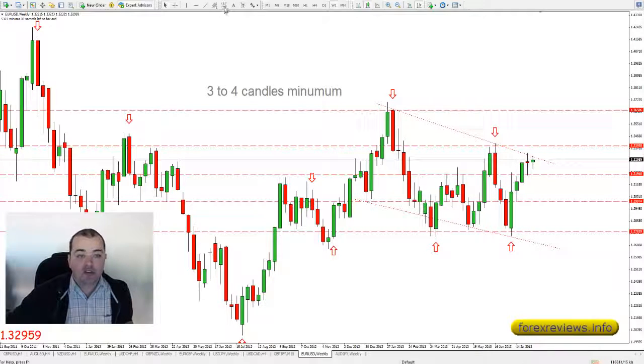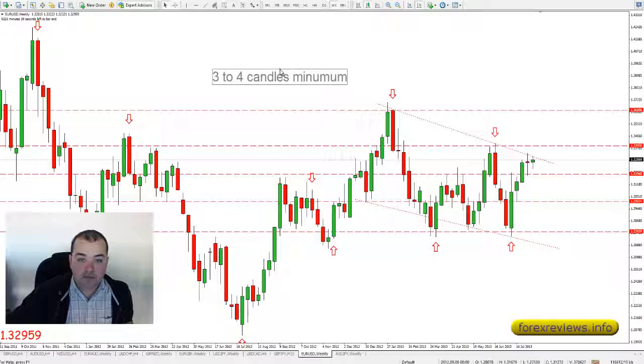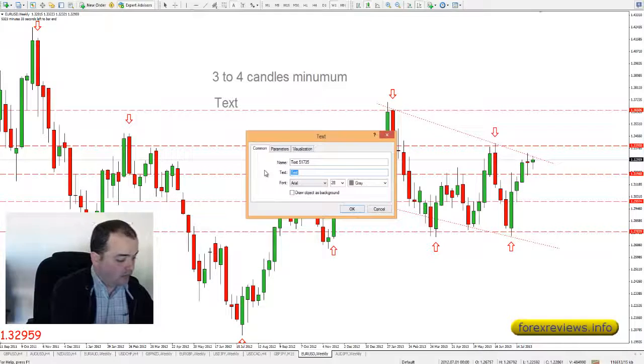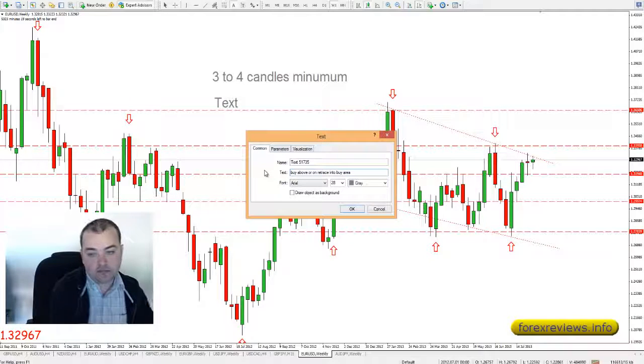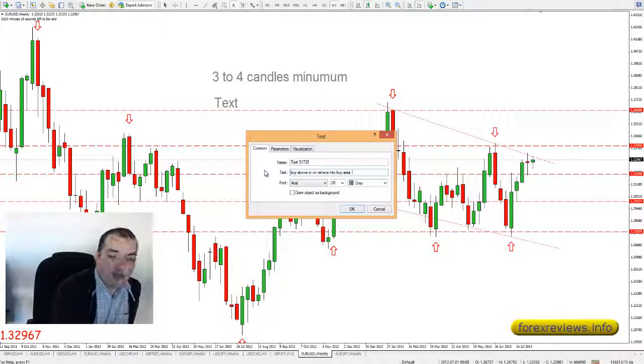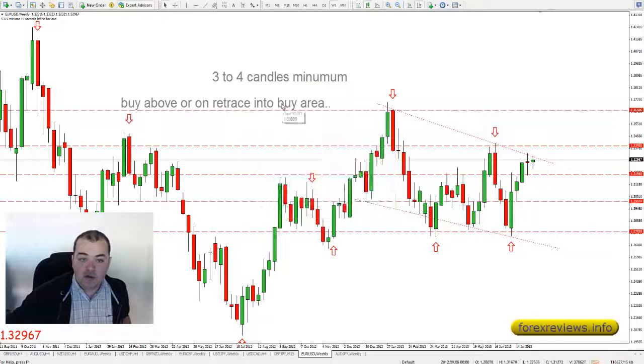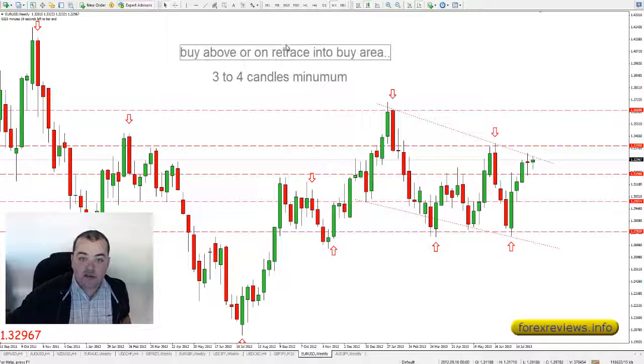But what's the second rule? Let me write it down. Buy above or on retrace into buy area. Okay, and I'll explain that in my future video on how to trade these. Okay, so you're either buying above the candle or you're buying on a retrace.